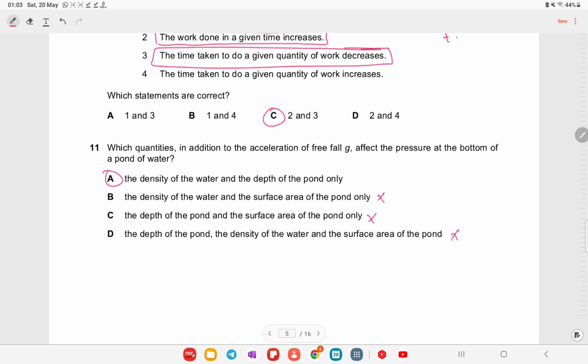No. So now you see, if you have read the question carefully, if you talk about pressure in liquids, it's going to be rho g h. So they have already talked about g. In addition to this, there is going to be the density, and the depth, which is the height or depth of the liquid.